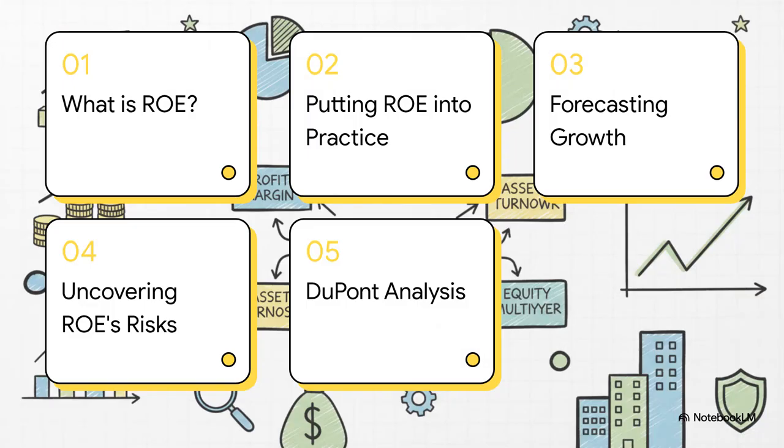All right, here's our game plan. First, we're going to nail down exactly what ROE is. Then we'll get practical and talk about how to actually use it in the real world. After that, we'll look at a more advanced use, forecasting a company's growth potential. And this next part is crucial. We're going to uncover the hidden dangers, where a high ROE can actually be a huge red flag. Finally, we'll pull out the ultimate consultant's tool, the DuPont framework, to see what's really driving that number.